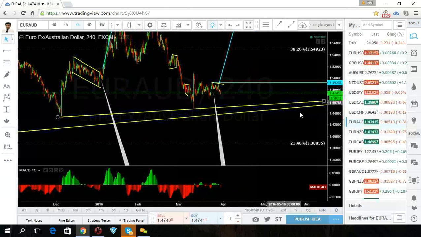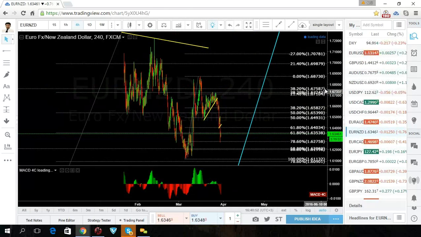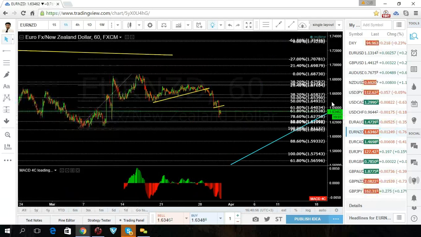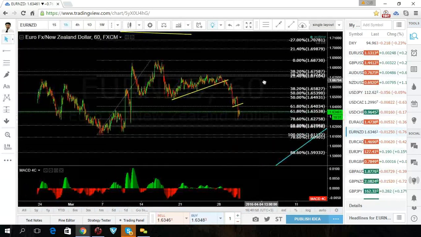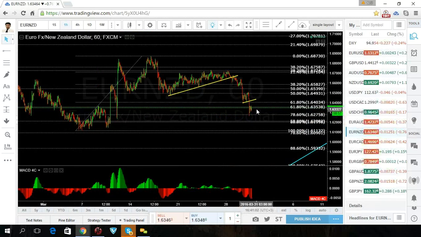Let's go. Euro New Zealand. We said it was a sell setup, but we will stay out of it because of the New Zealand. Remember yesterday? It was somewhere here we said, be careful, it may be a sell setup. We just don't like it because of the New Zealand. The New Zealand was not giving us a clear signal. You could have got one trade probably, but if you didn't get it, it's okay.